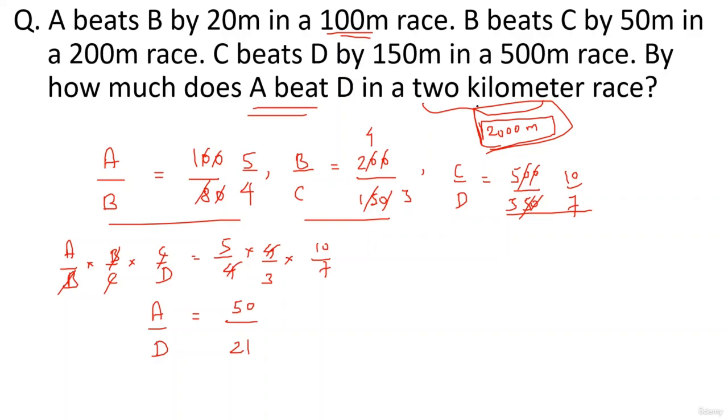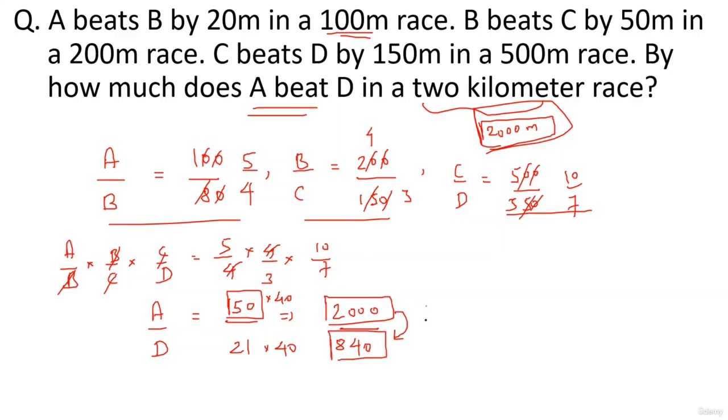But A is beating D in a 2-kilometer race, right? Meaning a 2000-meter race, right? So what do we need to make of 50? We need to make 50 into 2000. So multiply top and bottom by 40. Right? So when you do that, this becomes 2000 and D will become 840. Meaning in a 2000-meter race, when A covers 2000, D covers only 840.